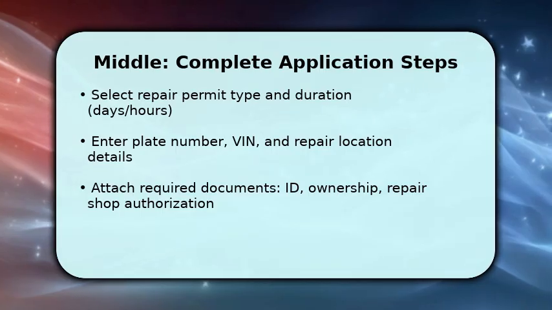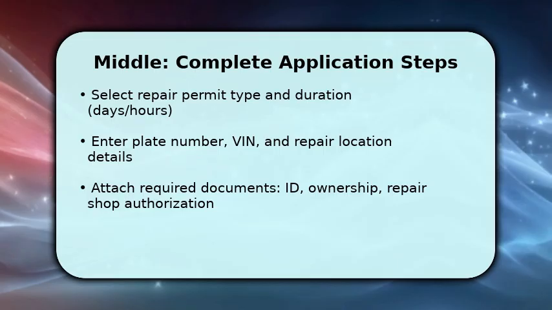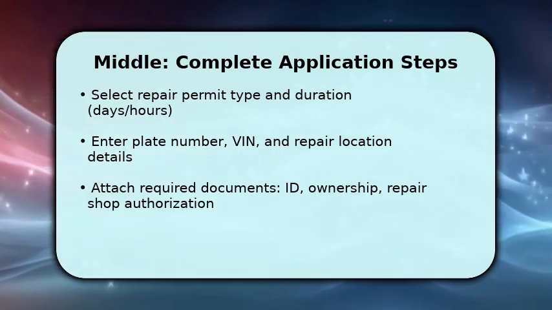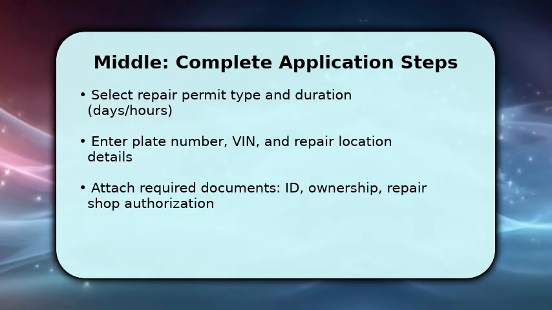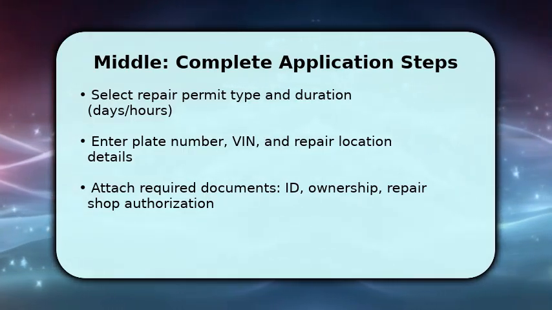Upload attachments, scanned ID, vehicle ownership, and assigned shop authorization. Accepted file types are usually PDF or JPG. After attachments, double-check entries. Then proceed to the review screen so you can correct mistakes before payment and submission.